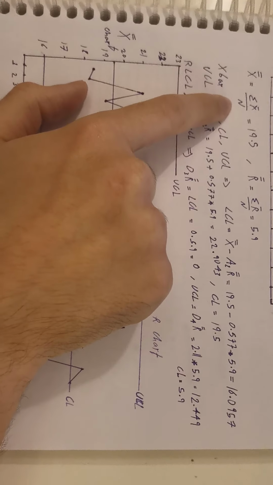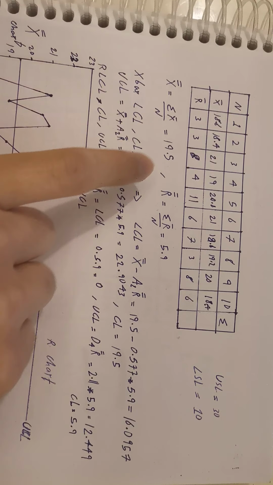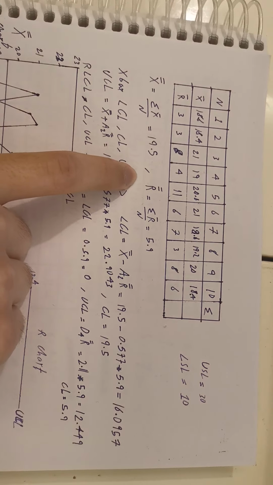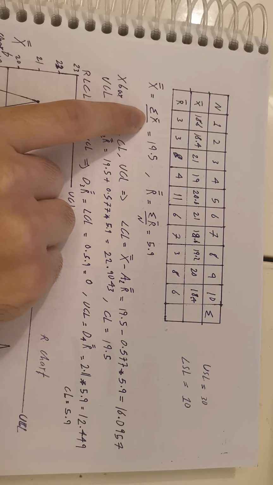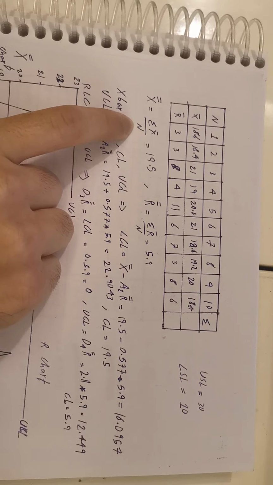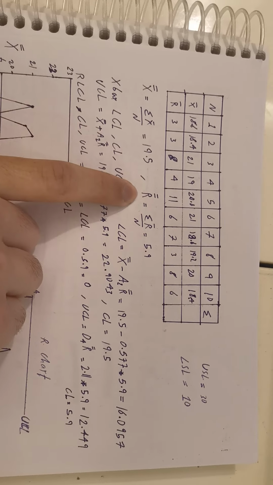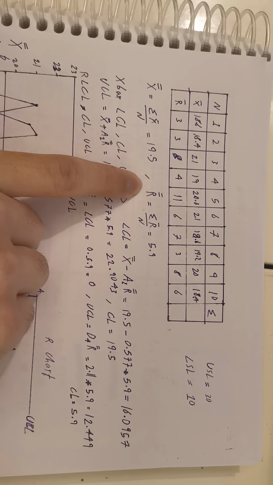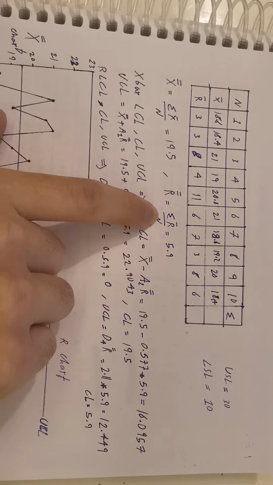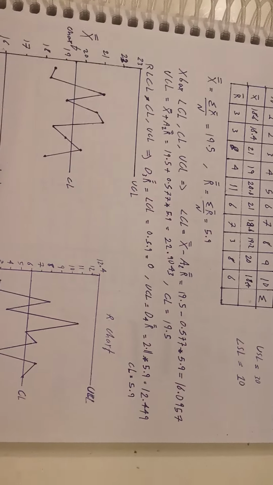Now, as you see here, first of all, we need the X grand, which is the X bar grand, and the range grand. And in order to calculate that, we just need to get the summation of the X bar values and divide it by the N, which in this case we have 19.5. Same for the range grand, which is the summation of the range values, and divide that by N, which is 10 in this case. So 5.9.